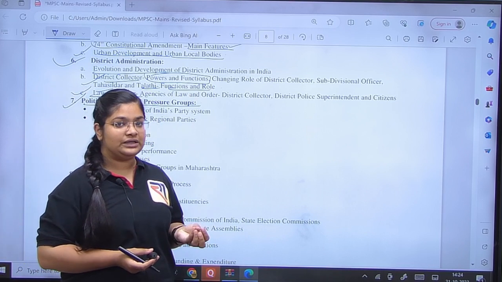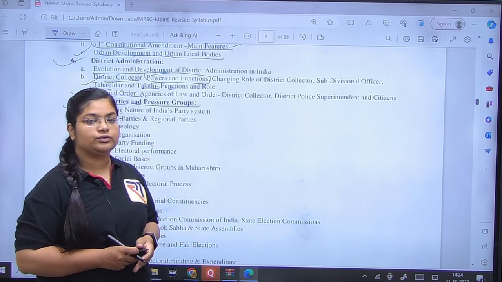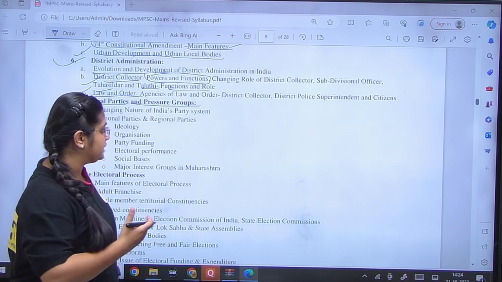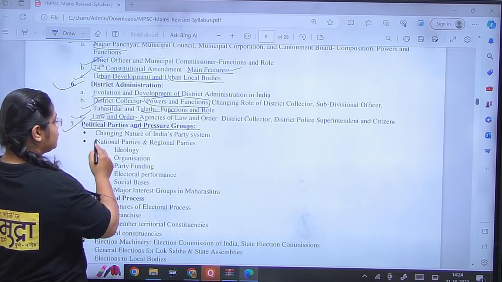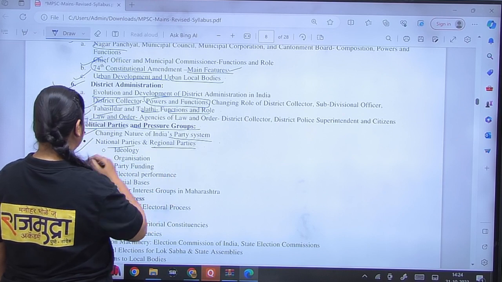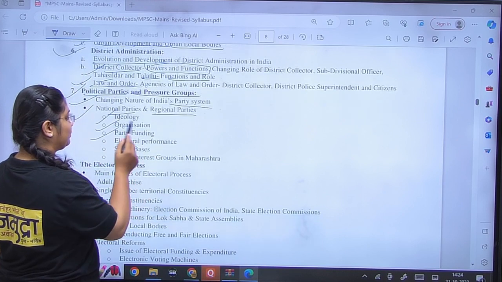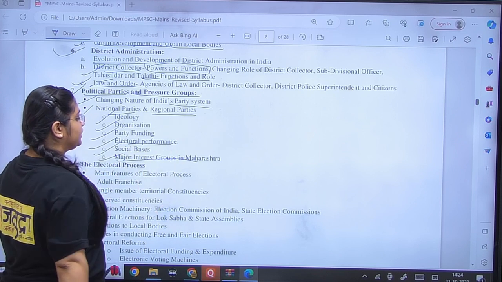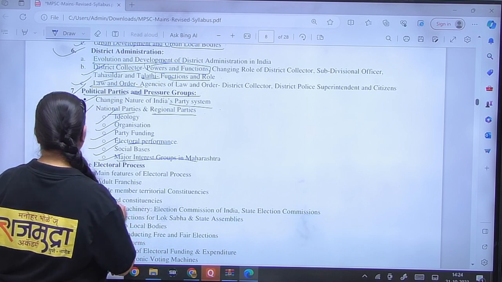So regional parties, how they have covered up and why their importance has increased so much, we have to see all these things here. Political parties and pressure groups. So changing nature of India's party system, national parties and regional parties. How ideology, their organization, their party funding, electoral performance and social basis and major interest groups in Maharashtra work, we have to see everything, okay.